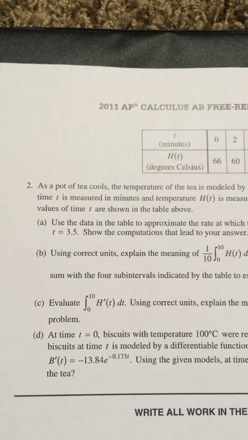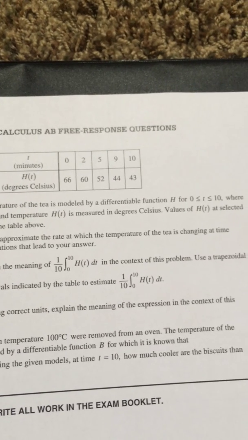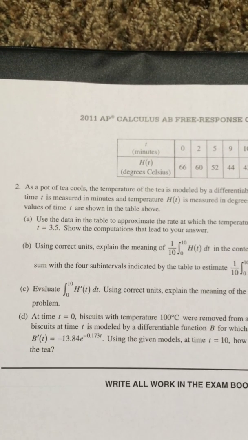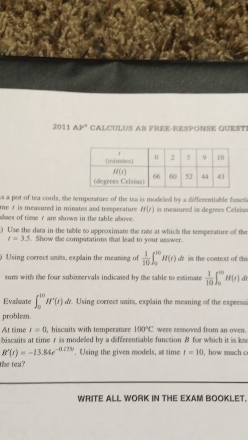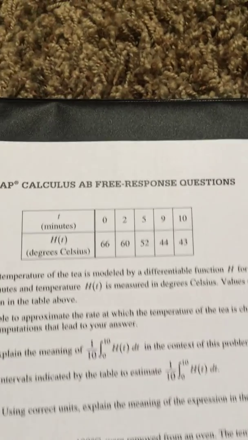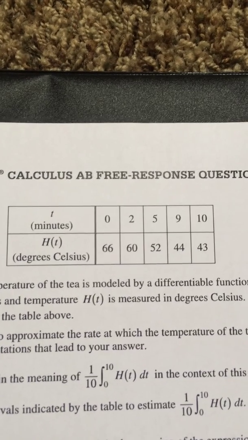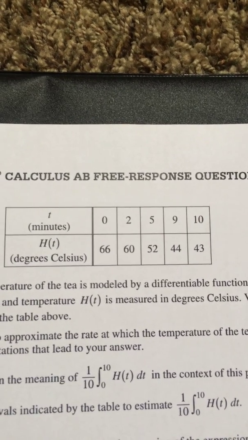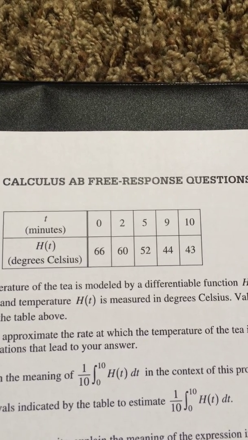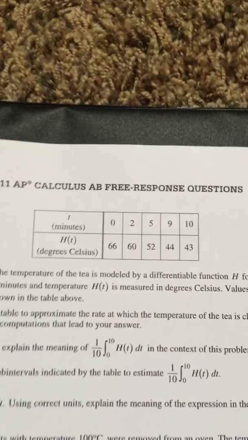So 2a says, use the data in the table to approximate the rate at which the temperature of the tea is changing at time t = 3.5. Show the computation that leads to your answer. So we're trying to find t = 3.5, which is obviously not in the chart, so you find the numbers close to 3.5, which in this case are 2 and 5.